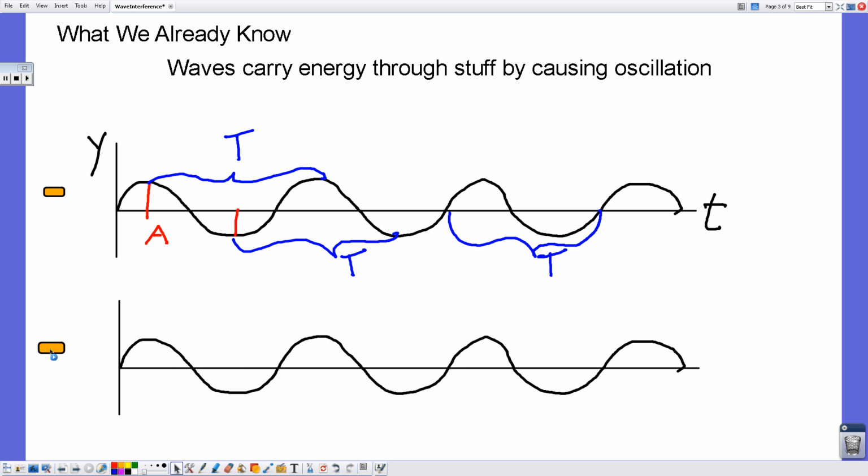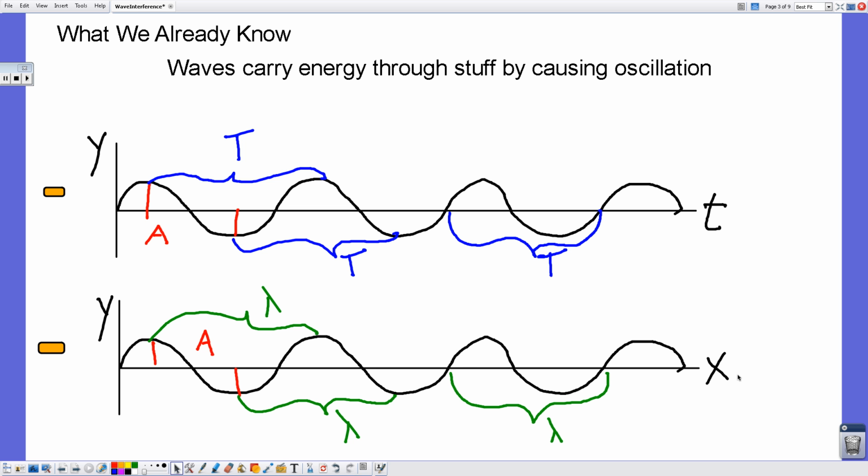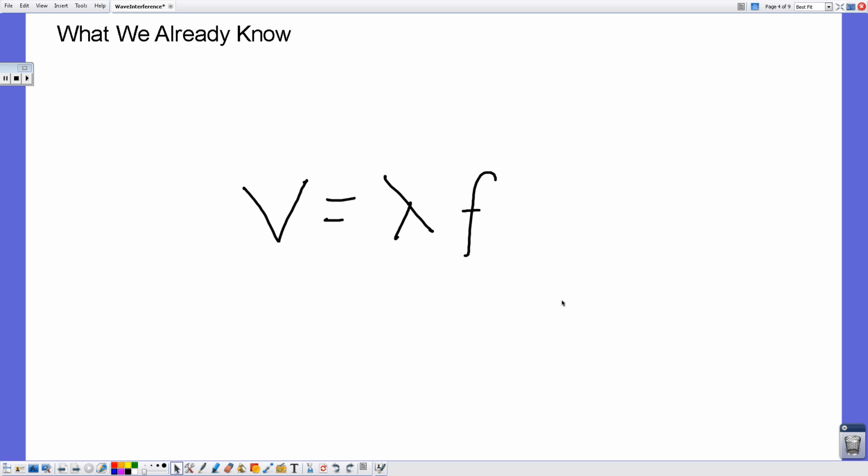All right, the second way is displacement over space, where again this is amplitude, but now crest to crest is the wavelength, the literal length of one wave pattern, or trough to trough, or beginning to end. And we know that since there's a length and a time that it takes to go that length, we have a speed, given by wave speed equals the wavelength times the frequency. This is just like our speed equals displacement over time thing, where remember, 1 over time, 1 over period, is frequency.